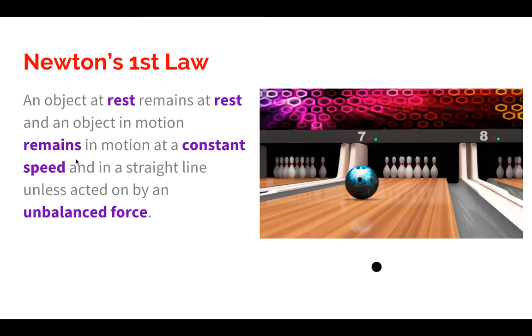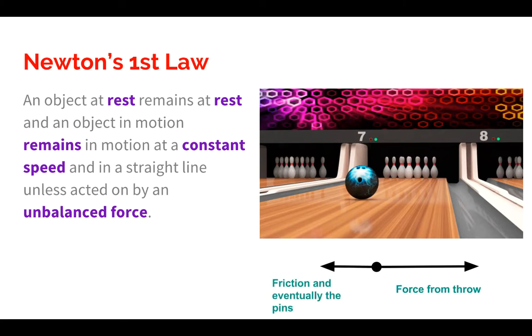Okay, let's look at the second part. An object in motion remains in motion at a constant speed and in a straight line unless acted on by an unbalanced force. So if we throw the bowling ball, it'll keep going in a straight line due to the push from the person, from the throw. And it'll keep going that way forever until it slows down due to friction and then eventually the pins.